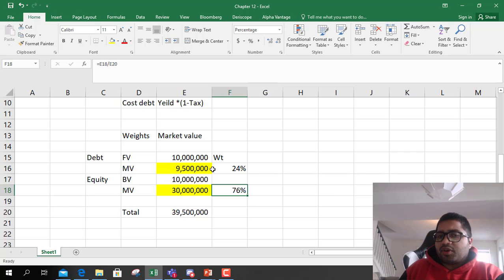So important point, we always use market value. Find the market value of debt, find the market value of equity, find the total market value, right? Weight of debt is debt portion divided by total. Weight of equity is equity portion divided by total.